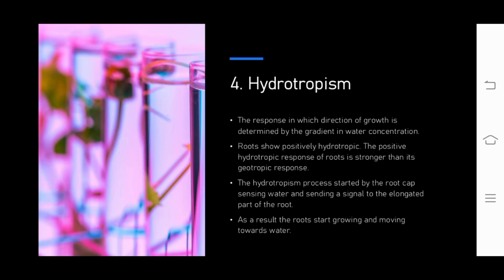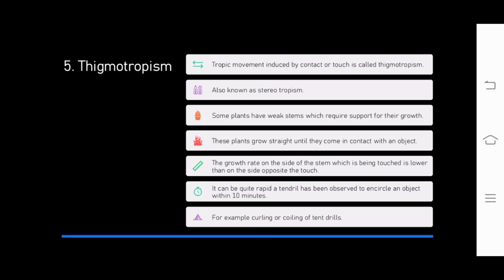The next one is hydrotropism, the response in which direction of growth is determined by the gradient in water concentration. Roots show positive hydrotropism. The positive hydrotropic response of roots is stronger than its geotropic response. The hydrotropism process is started by the root sap sensing water and sending a signal to the elongated part of the root. As a result, the roots start growing and moving towards water. So this is hydrotropism.